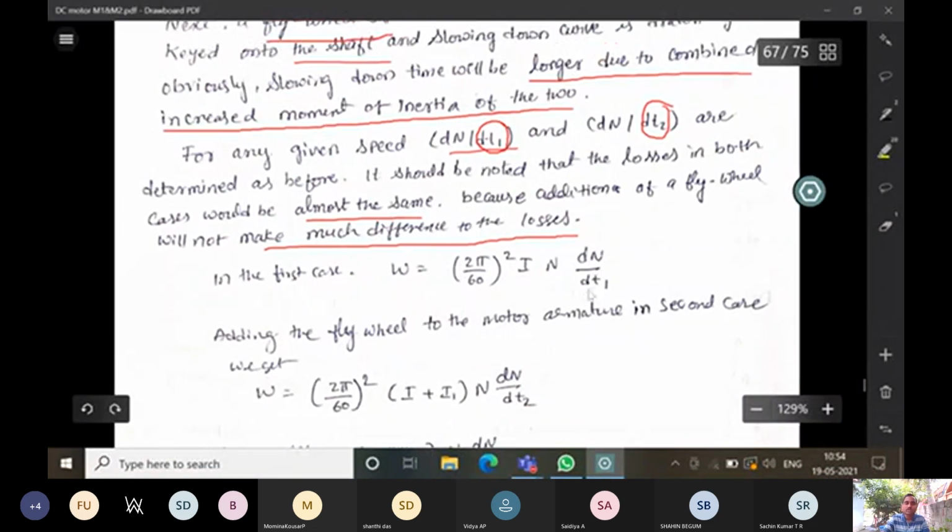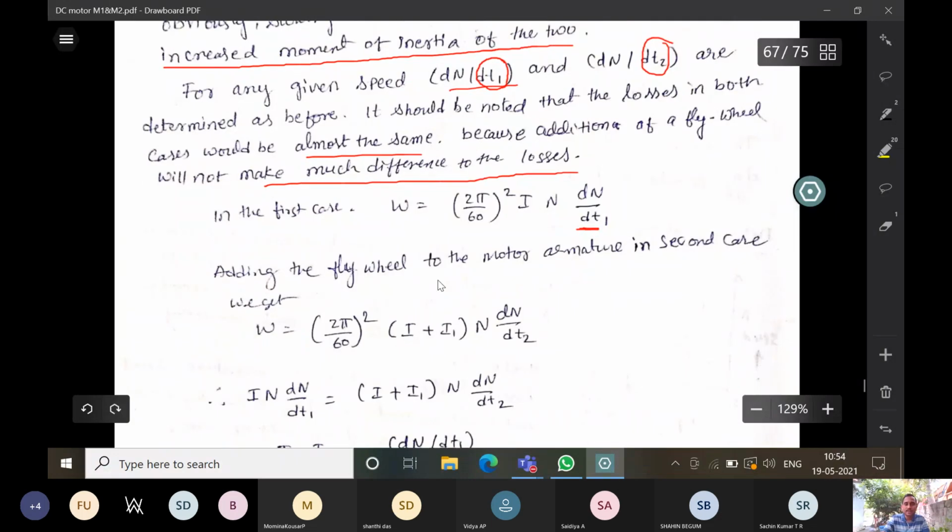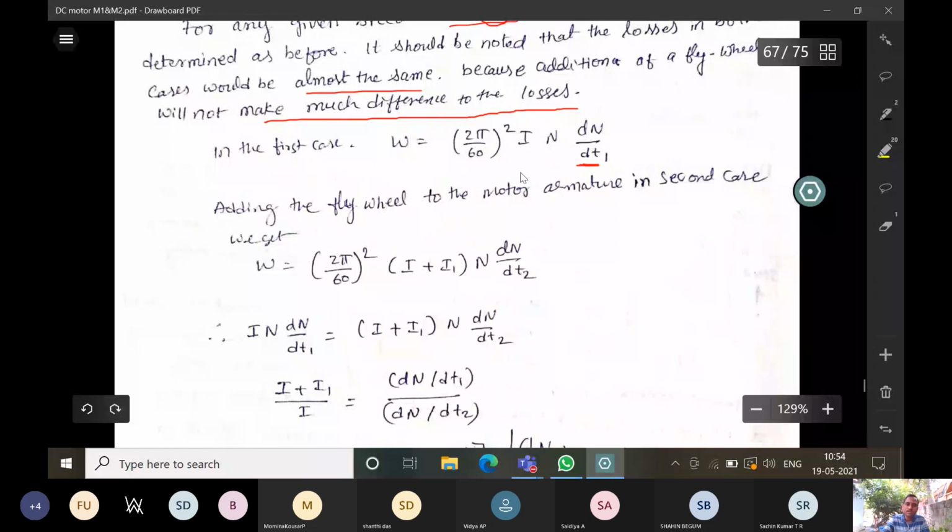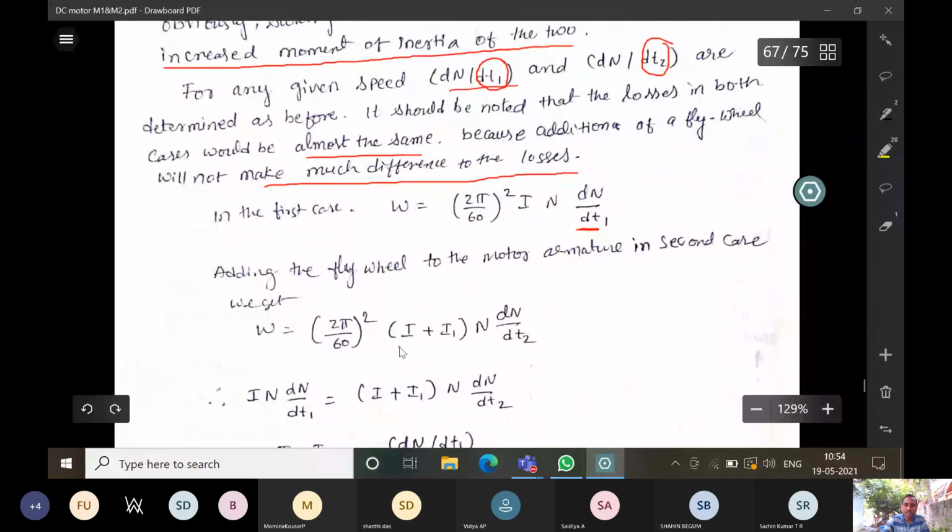Second case, adding a flywheel to the motor armature. Here the moment of inertia of the armature and the moment of inertia of the flywheel are both added. Initially only I is there, but when you connect the flywheel, I plus I1 has to be taken, and the time you determine is taken as t2. So the first case is without flywheel, the second case is with flywheel. Note down these two expressions.